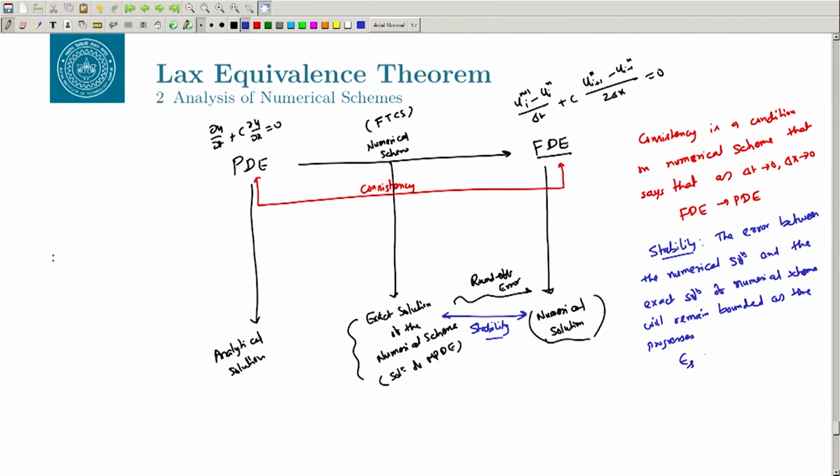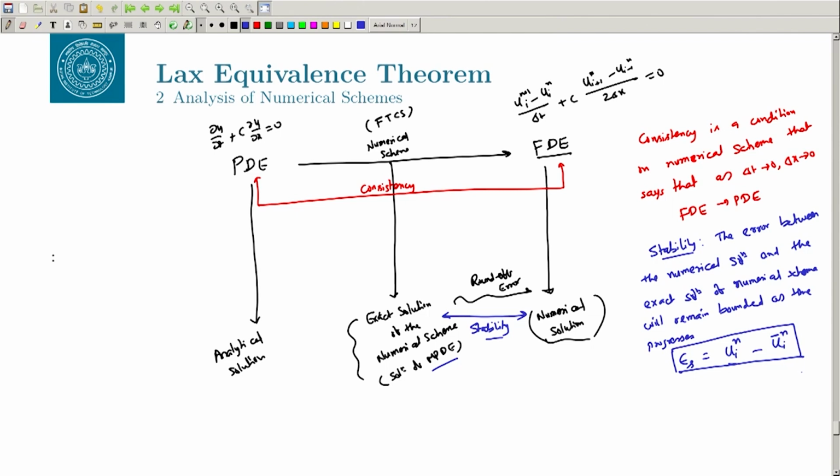Okay. So, that means if you have, let us say u I n, and this is your numerical solution that you are getting from your computer, minus u I n bar, and this is your, let us say, exact solution of your numerical scheme. So, this error should not become infinitely big, okay, as the iteration progresses.